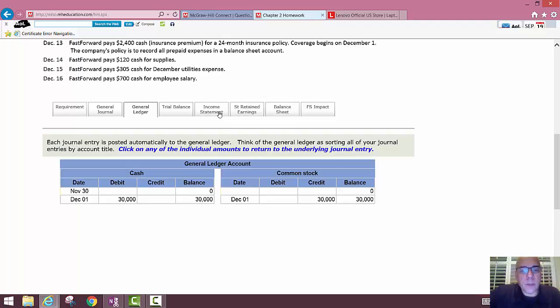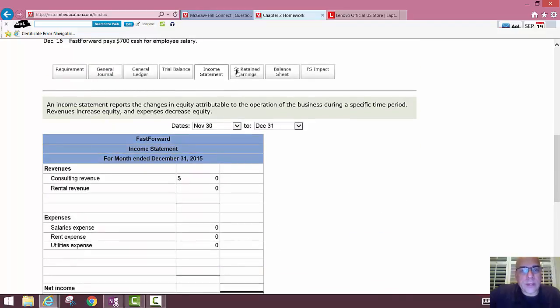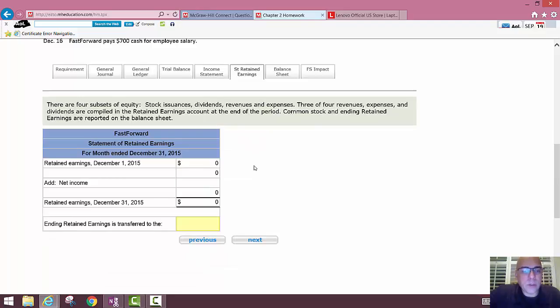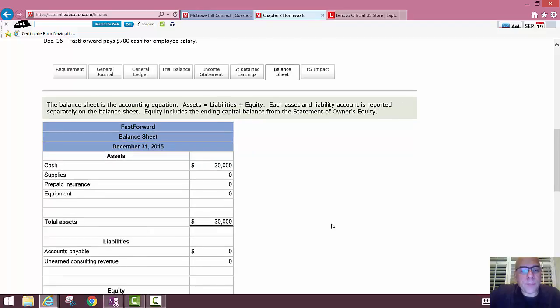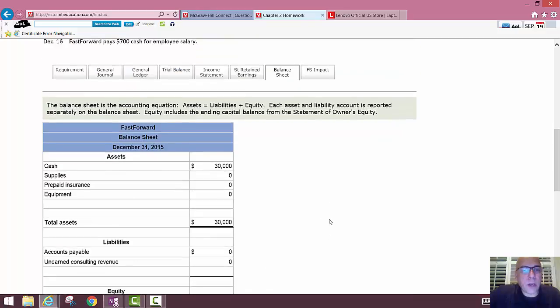Not the income statement. When you look at the income statement, everything's still zero. Not the statement of retained earnings. We don't have retained earnings yet. We haven't made any income yet on this. How about the balance sheet? Yep, impacts the balance sheet. We have our cash. We have our common stock.